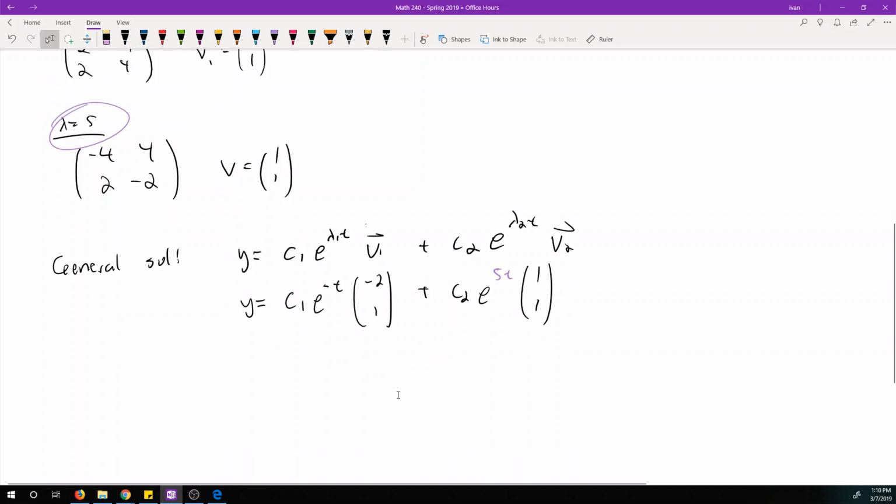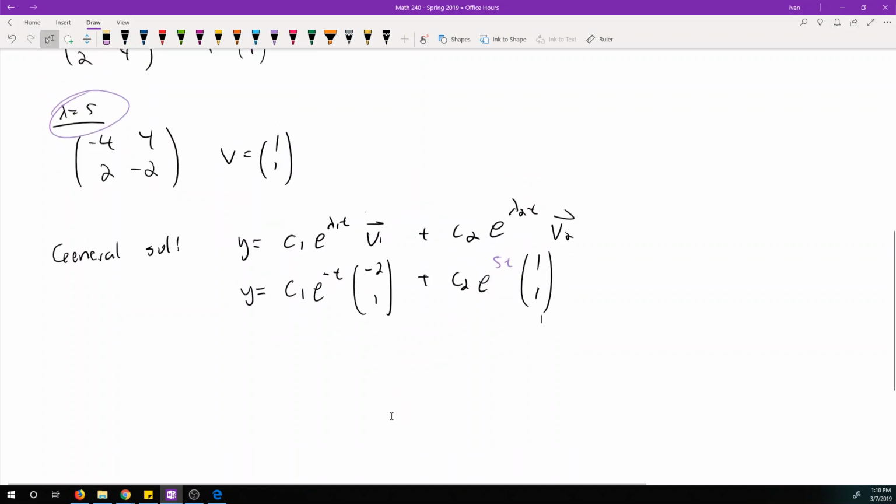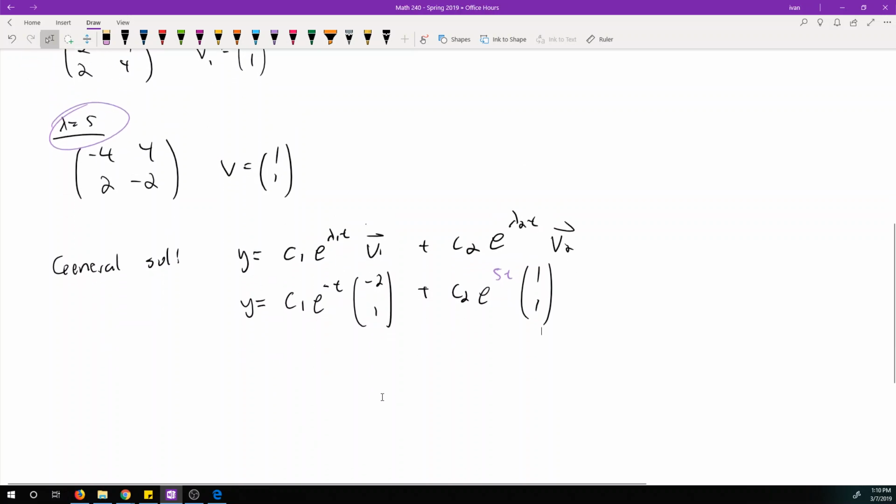And so technically you're done here. You can just leave it like this. But you can also write it as a vector as well. So this is technically a y vector.